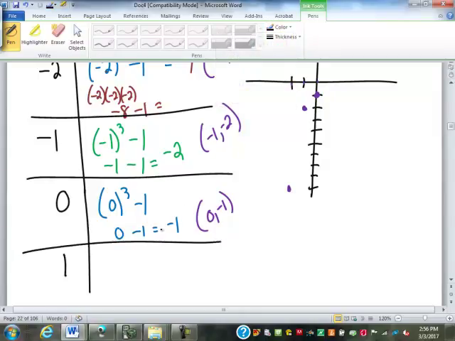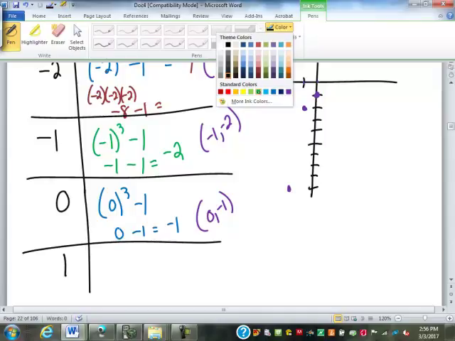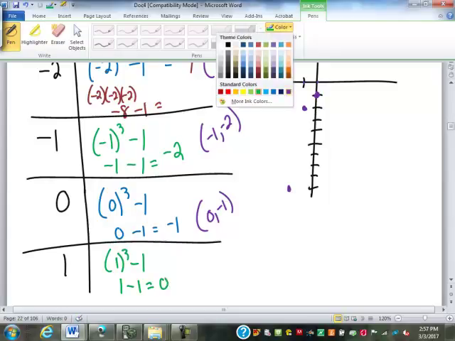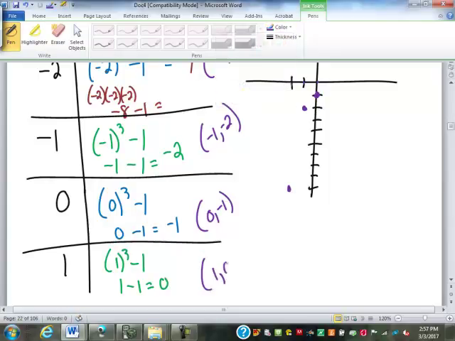How about when x is 1? Well, y is going to be 1 to the 3rd power minus 1. What is 1 to the 3rd power? You got it. 1 to the 3rd power is 1. Minus 1 is 0. So you are correct. When x is 1, y is 0.